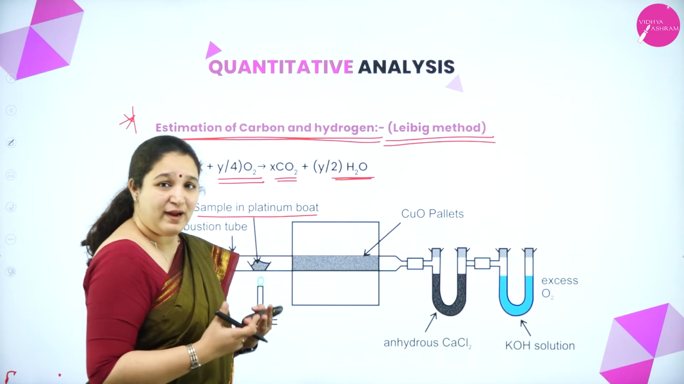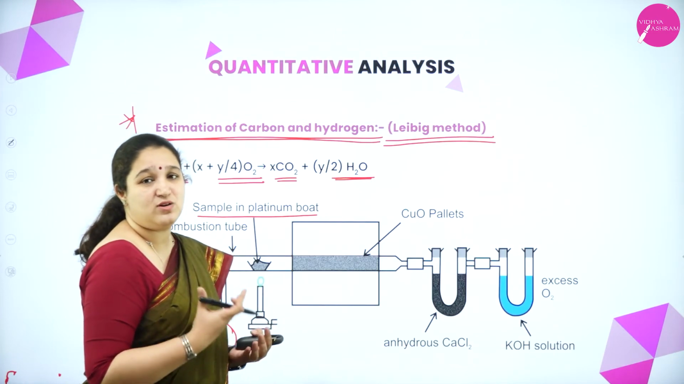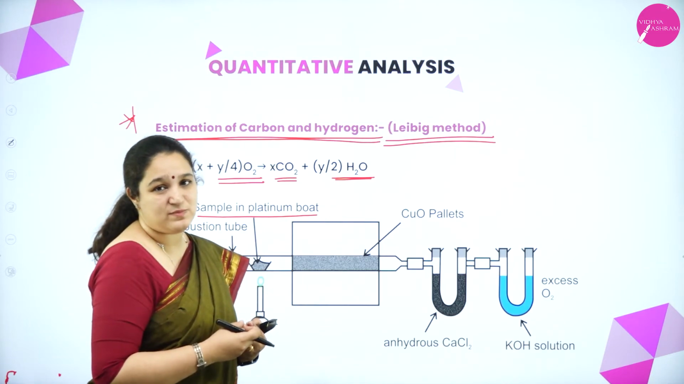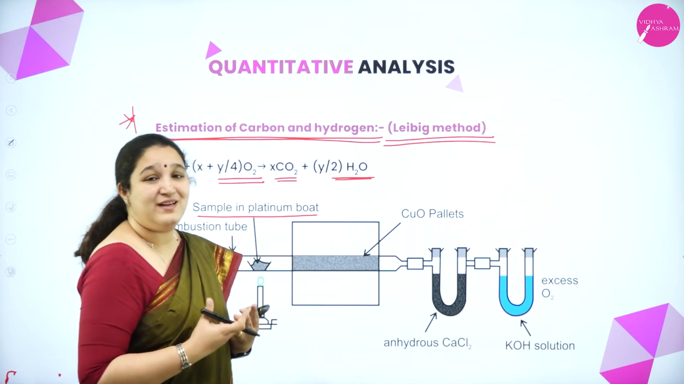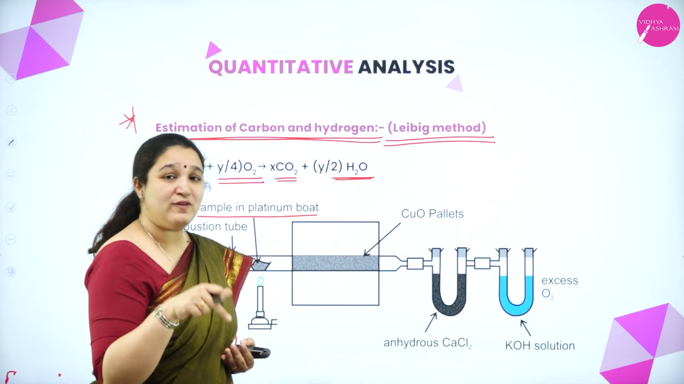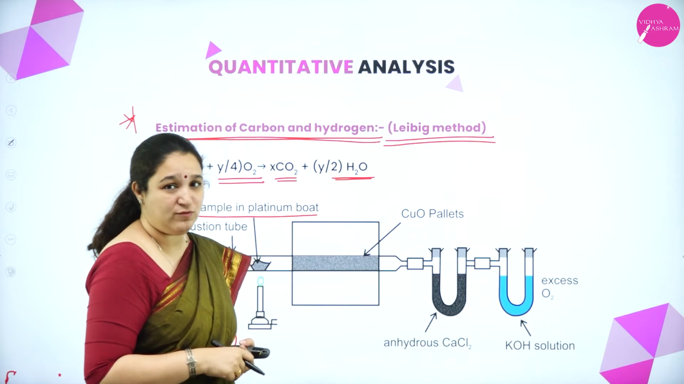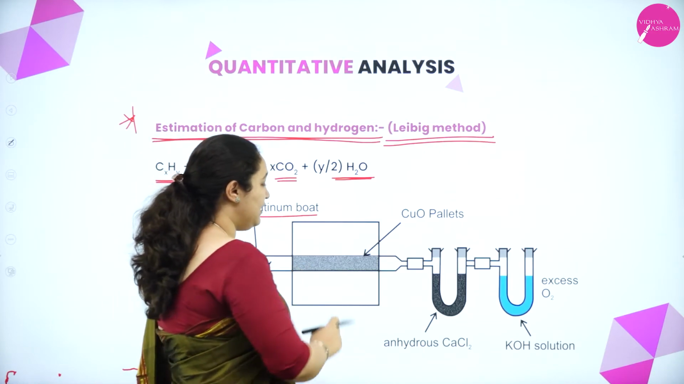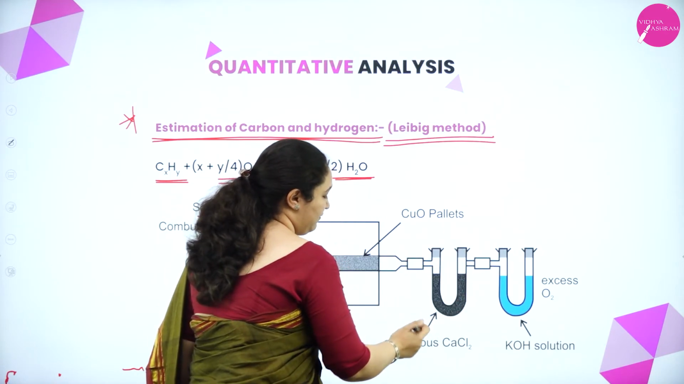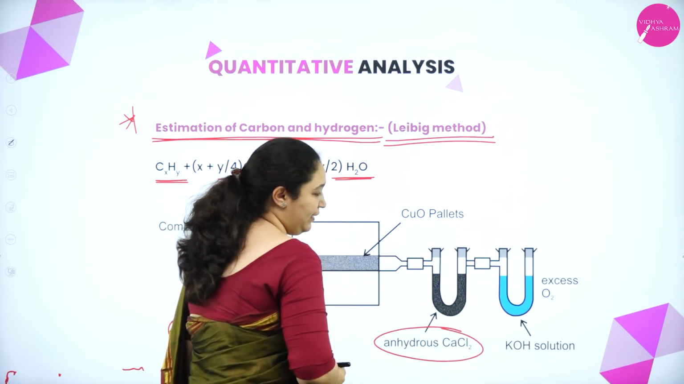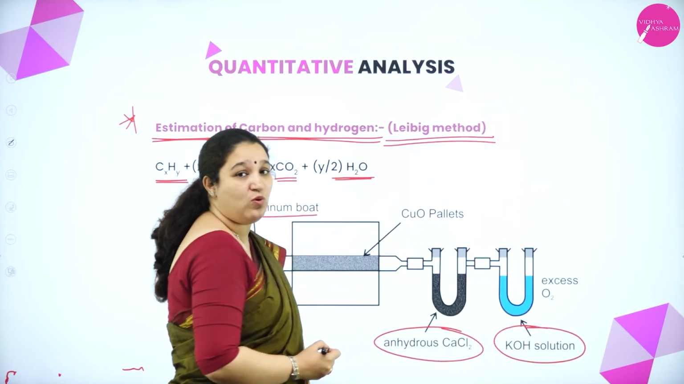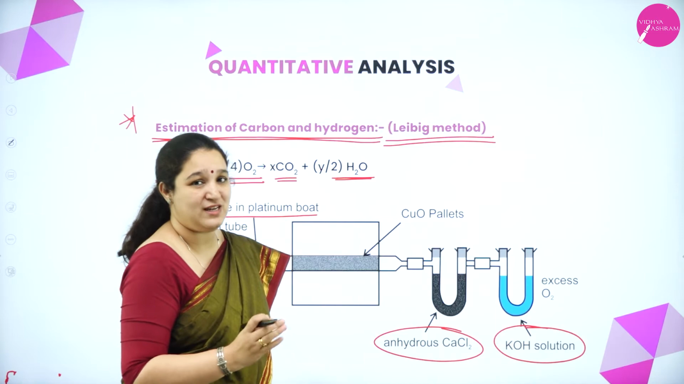Now, how do I find out the amount of carbon dioxide and water formed? To detect carbon dioxide and water, I had already explained you all the detection method. But here I have to find out what is the amount of carbon dioxide and what is the amount of water formed. So what we are doing is, at the end of the combustion tube, we can see there is a U tube in which there is anhydrous calcium chloride, and there is one more U tube in which there is potash. KOH solution is also called as potash solution.